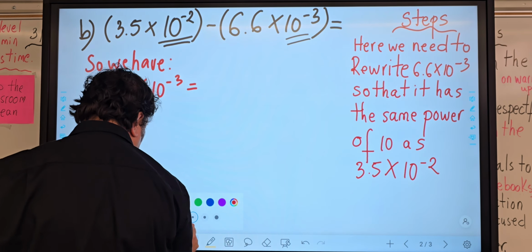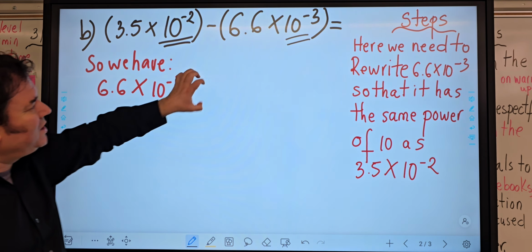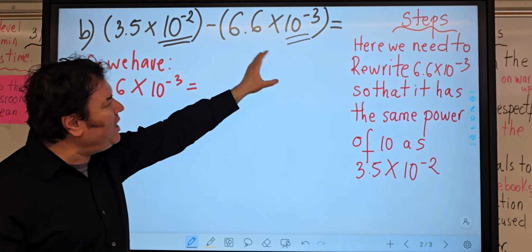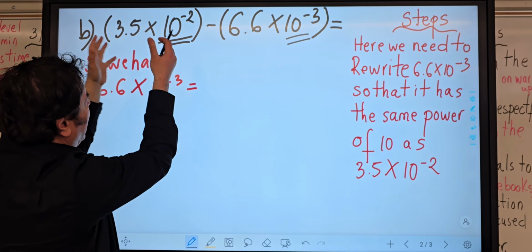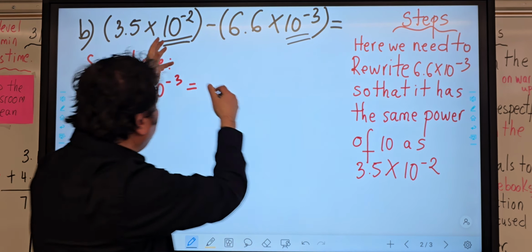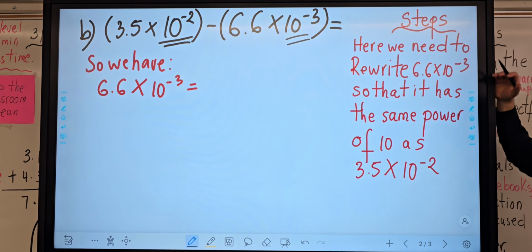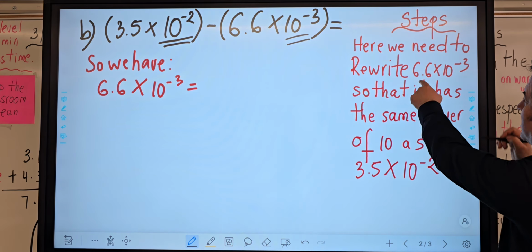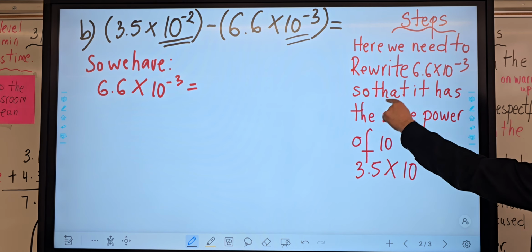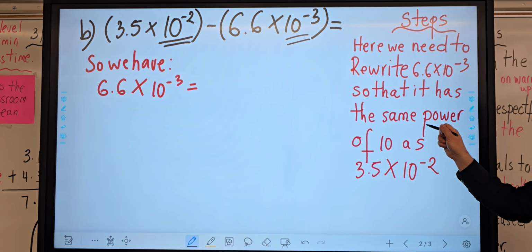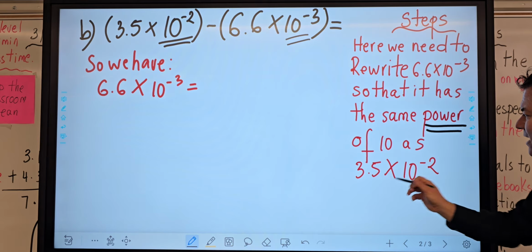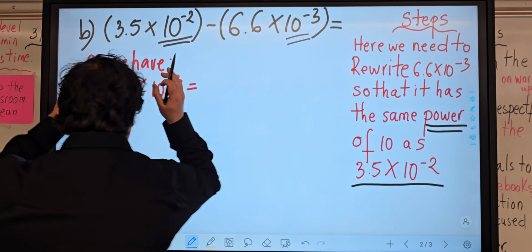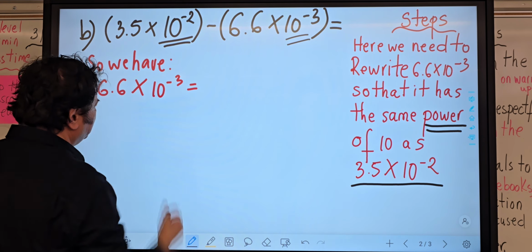And here we have to do something. We have to convert this one, 6.6 times 10 to the negative 3. We're trying to make it the same as 3.5 times 10 to the negative 2. And please write down some steps. Okay? So the step would be to rewrite 6.6 times 10 to the negative 3 so that it has the same power of 10 as 3.5 times 10 to the negative 2. How can we make this similar to this?